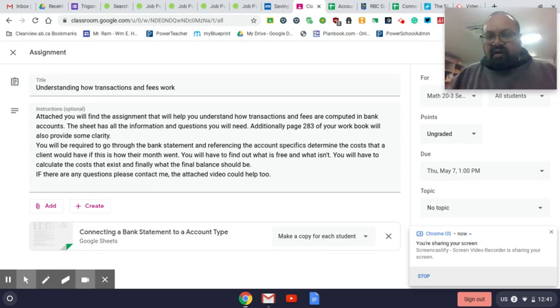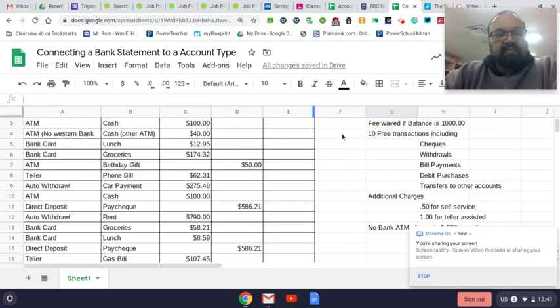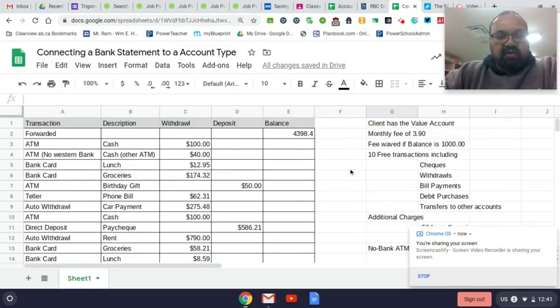So in today's assignment, last day what you did is you researched some of the bank accounts and how they work, what fees, what transactions, and how they go. So today what you're going to actually be doing is taking a look at a specific bank account. So if it pulls up here, here's our bank account for our individual.